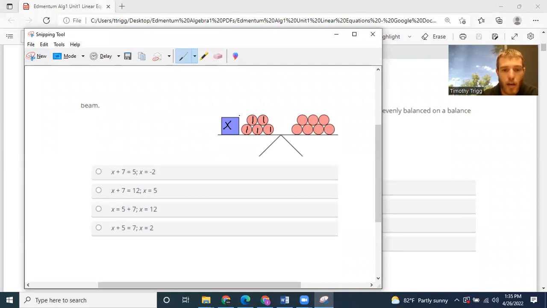So on this side of the balance beam, we have x plus how many? Plus five. Equals how many are over here? Seven. So that's this one. X plus five equals seven. And it says here x equals two. Yeah, we see that's true, right? Two plus five is seven. So we know x is two.